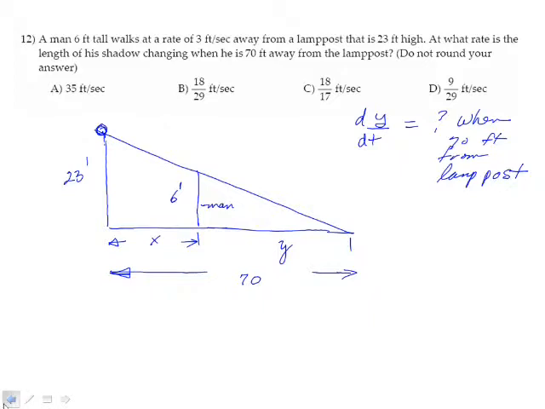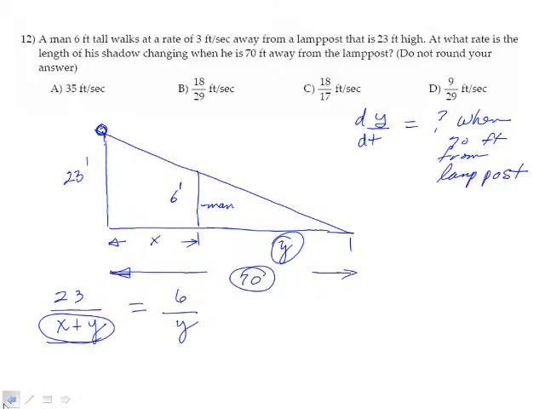Now notice we have similar triangles. We know that 23 divided by x plus y is equal to 6 over y. Notice you can't just plug in 70 because this is a dynamic situation and we're only looking at what the value of the derivative of the shadow is when he's 70 feet away from the lamppost. So we have to put the distance from the lamppost as x plus y. So 23 divided by x plus y is equal to 6 over y.